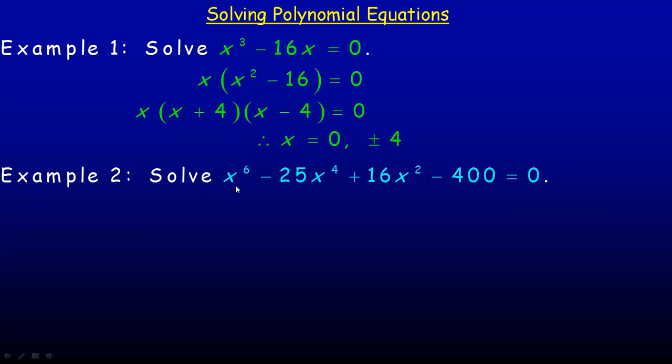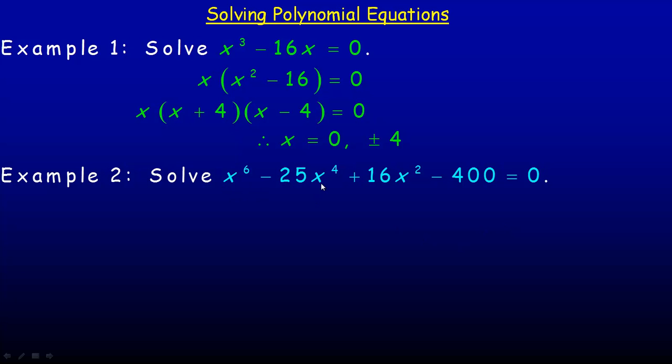In the second example, we're asked to solve x to the 6th minus 25x to the 4th plus 16x squared minus 400 equals 0. Another factoring you can do is a kind of common factoring called factoring by grouping. Either of these could also be solved by the methods I'll show you in the other examples in this lesson. So if you didn't see the factoring to do, you can still use those same methods.